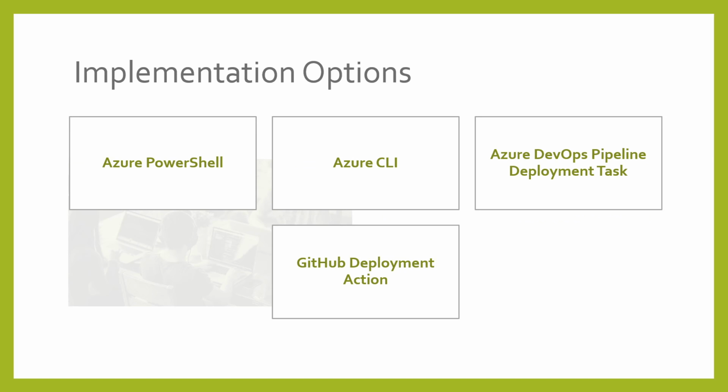In terms of implementation, once we finish writing our Bicep file, the same thing applies of being able to run our Bicep file with PowerShell, CLI, DevOps pipeline deployment tasks, or if we're using GitHub Actions, we have the GitHub deployment actions. So next, we'll jump into writing our Bicep file, and then we will be able to run that.